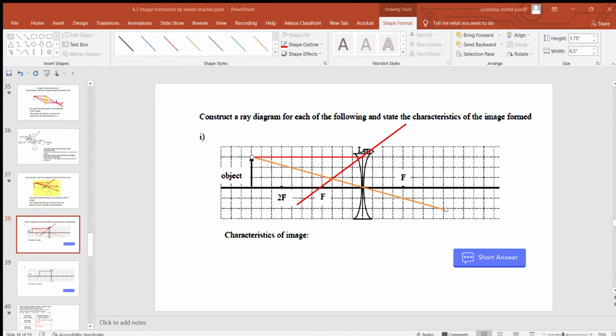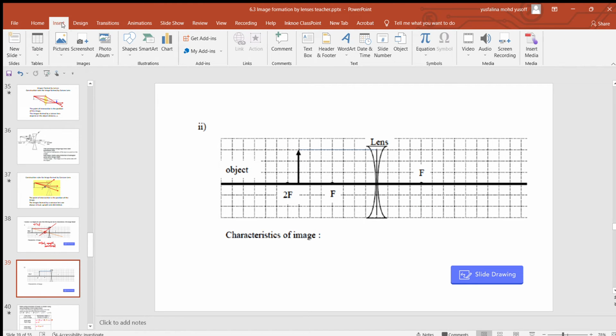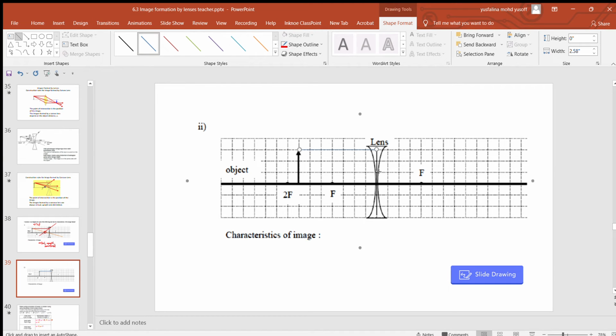What is the characteristic of the image that will be formed? Again, we use rule number 1 and rule number 3 to draw the ray diagram. The first one is from here to here, and the second one will diverge because this is a concave lens. Then you make it longer until it passes through the f. After that you pass through the optical center here. Then we get the image. So this is the image here.